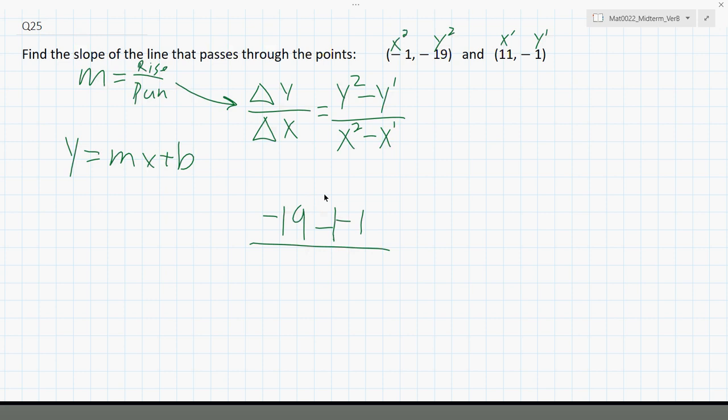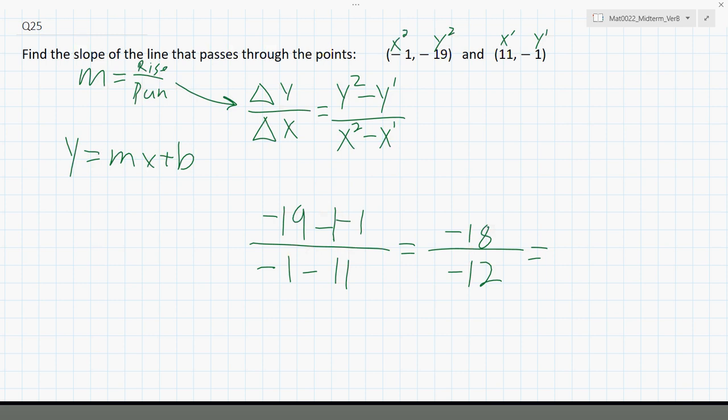On the second part, we have x2 minus x1. So x2 is negative 1 minus 11. And it's going to equal, let's do our numbers, negative 19 plus 1 is going to make negative 18. So we'll have a negative 18 here. I'm going to move this up and out of my way. Negative 1 minus 11. So that's going to be negative 1 bad guy, 11 bad guys, makes 12 bad guys. So that'll be a negative 12 there.